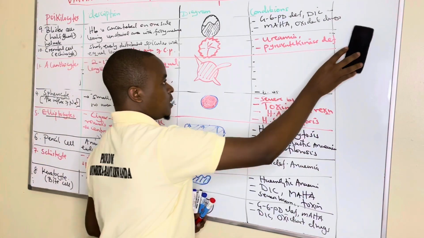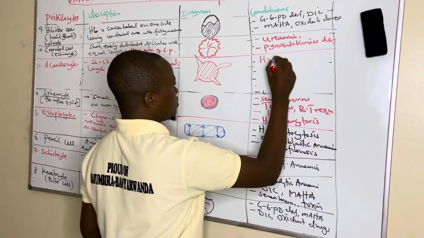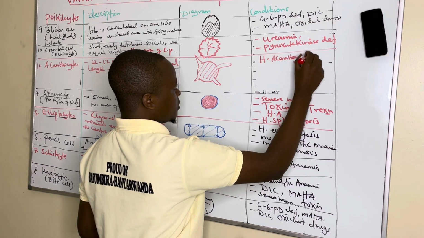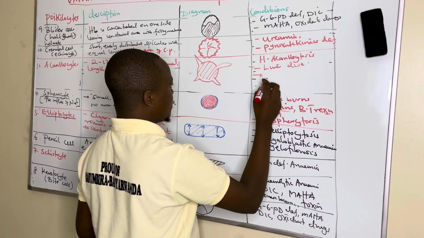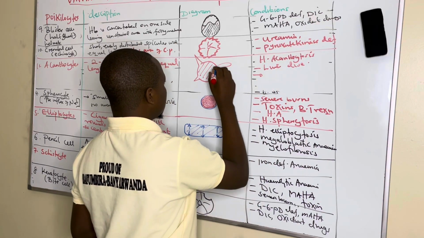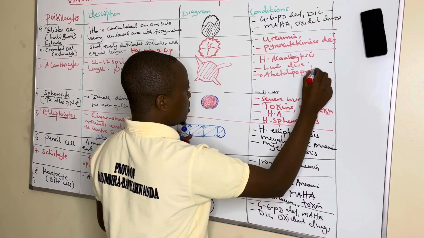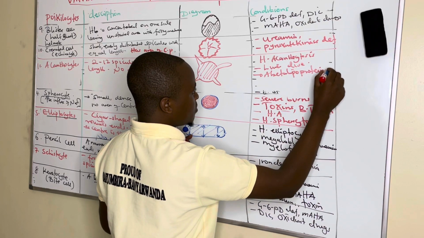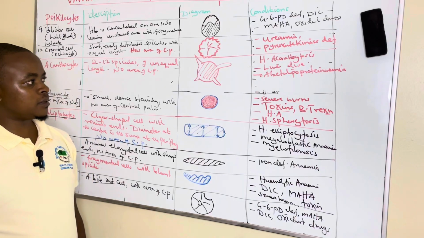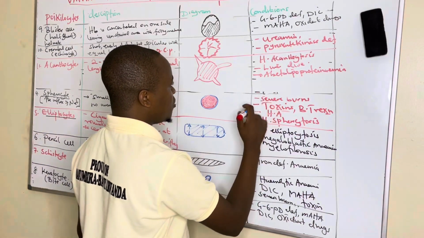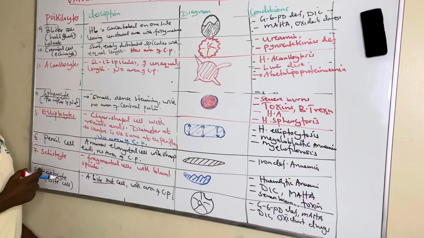These acanthocytes are seen in hereditary acanthocytosis, and in liver disease. Acanthocytes can be seen in abetalipoproteinemia, so any defect with metabolism of fats, we see acanthocytes present. And these acanthocytes can even be seen in neonatal liver disease. So these are the conditions where we can find acanthocytes.